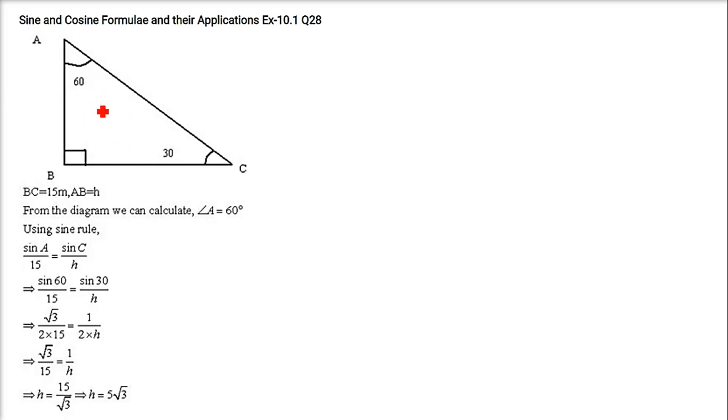Here we have a triangle. In this triangle, what happens? There was a tree. Now this tree broke from here. This angle is 30 degree. This is right angle because the tree is upright. So this will be 60 degree. Now we are going to use the sine rule. We have to find out the height of the tree.